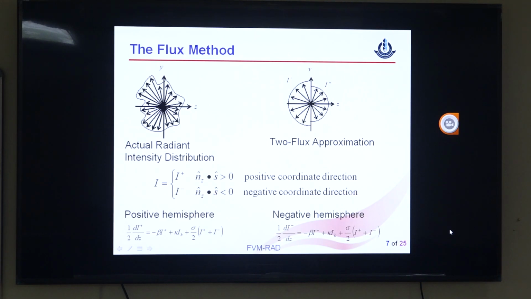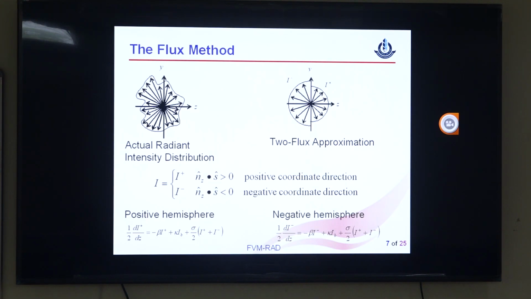You can see the actual radiant intensity distribution is like that. These arrows you see are all different bulks of photons going in different directions, right? And their length defines the intensity magnitude. A short arrow means low intensity. A larger arrow means a larger quantity of photons traveling in that direction, high intensity.